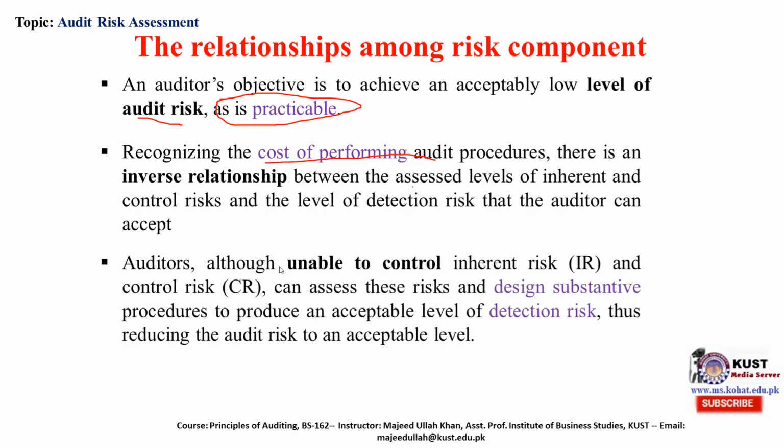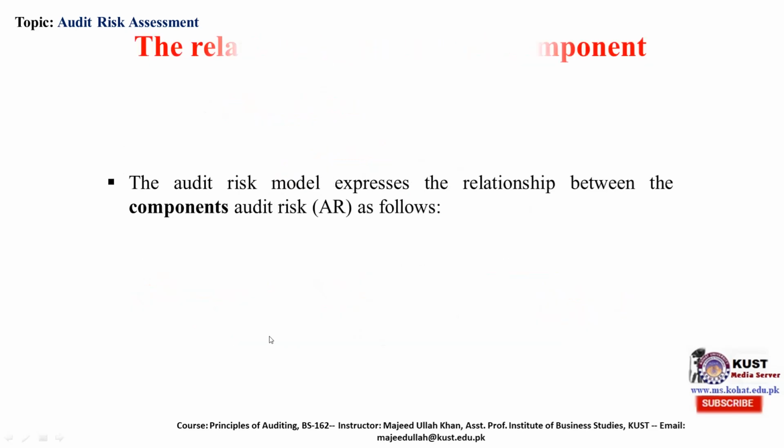The auditor is unable to control inherent risk, as we discussed earlier. It is not in the hand of the auditor. Even control risk is in the hand of the management, to apply an effective internal control environment. What can the auditor do? He can only assess these risks. And then after assessing these two risks, he will design his substantive procedures to produce an acceptable level of detection risk, thus reducing the audit risk to an acceptable level. Further, it will be very clear in the coming slides.